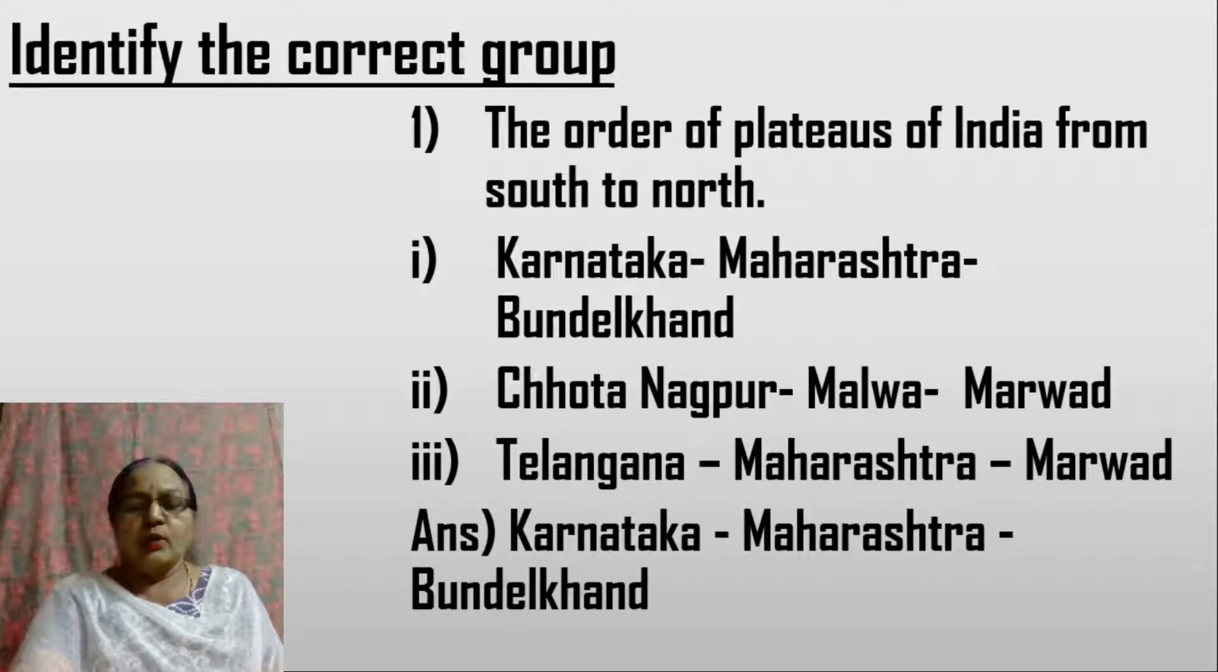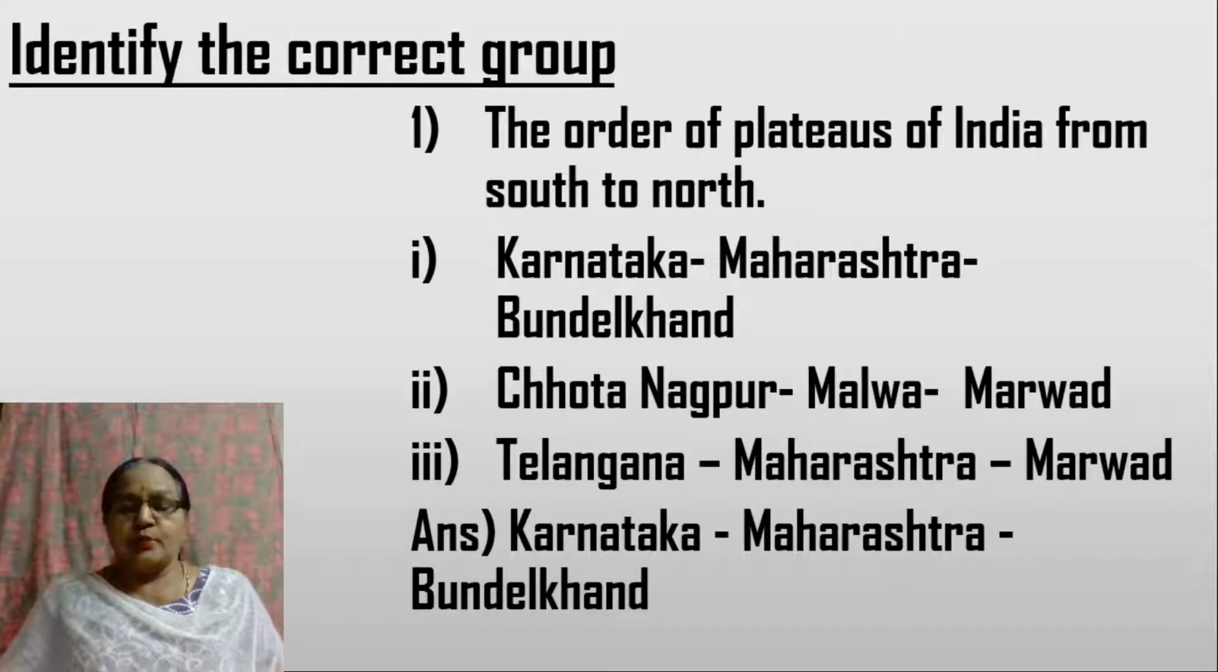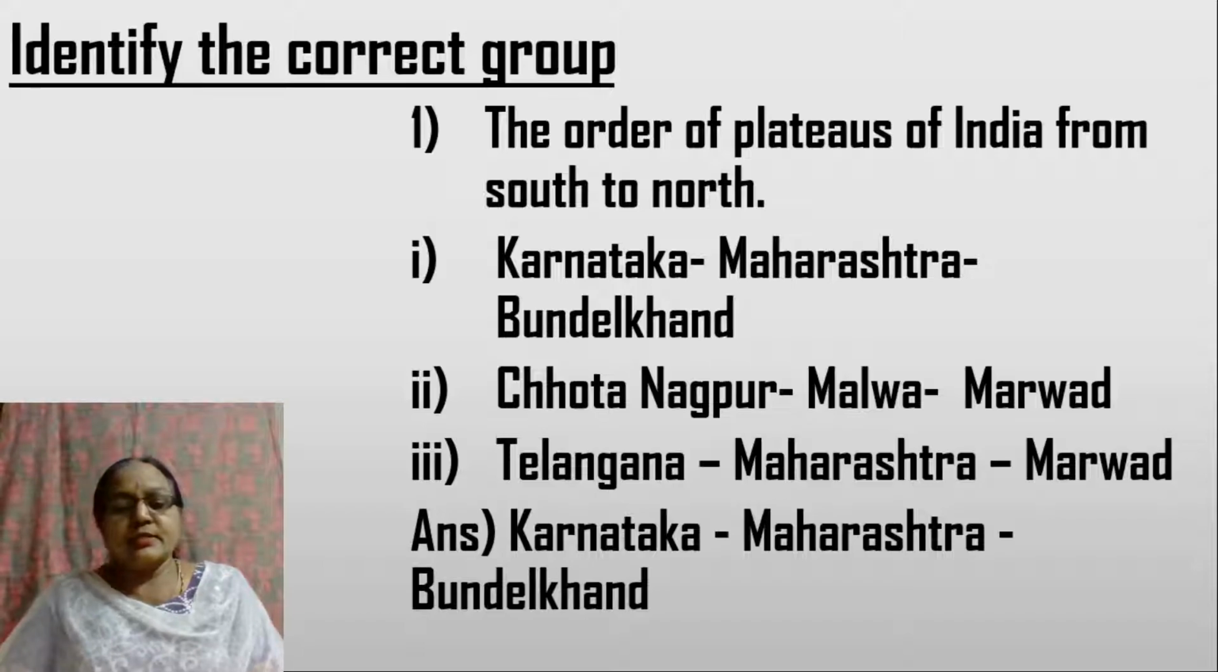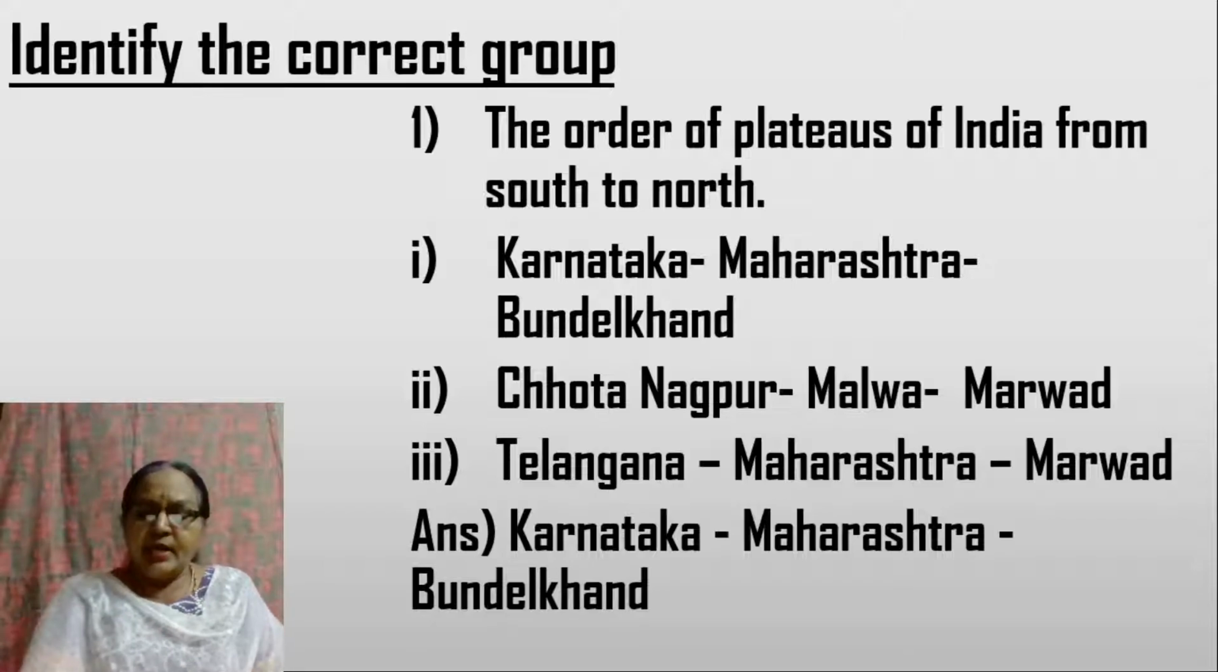Now identify the correct group. This is a question based on the map: the order of plateaus of India from south to north. The options: Karnataka, Maharashtra, Bundelkhand; Chota Nagpur, Malwa and Marwar; Telangana, Maharashtra, Marwar. So from the south to the north, your correct answer is Karnataka, Maharashtra and Bundelkhand.